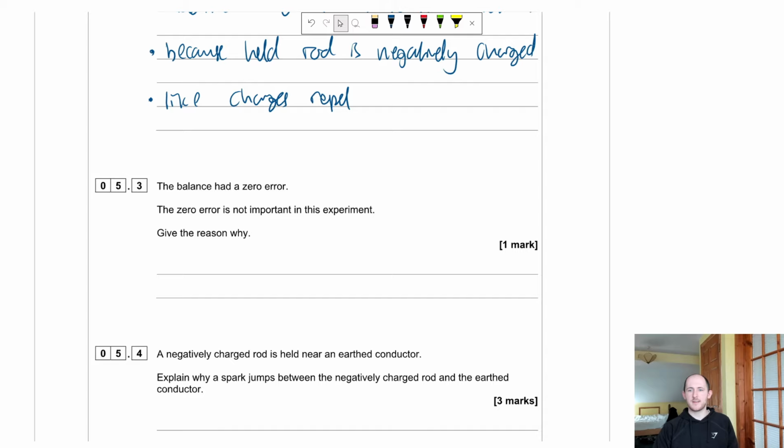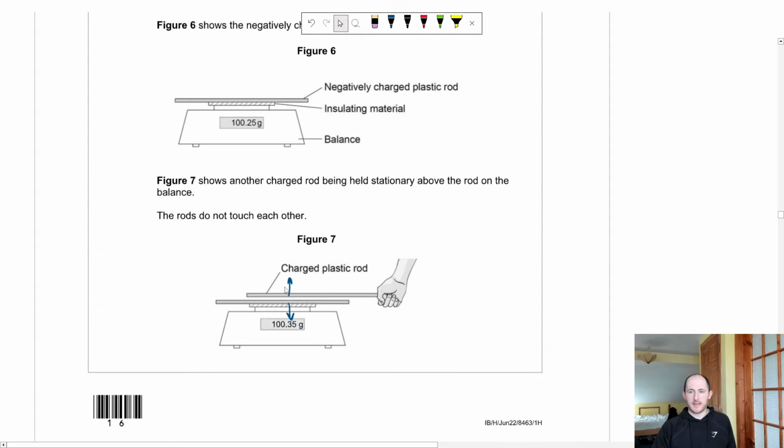The balance had a 0 error. The 0 error is not important in this experiment. Give the reason why. So, 0 error means that if I were to take both of these rods off of the balance, the reading would not be 0. Instead, it might be negative something, might be positive something. It's just going to be a number, okay? So why do I not care?